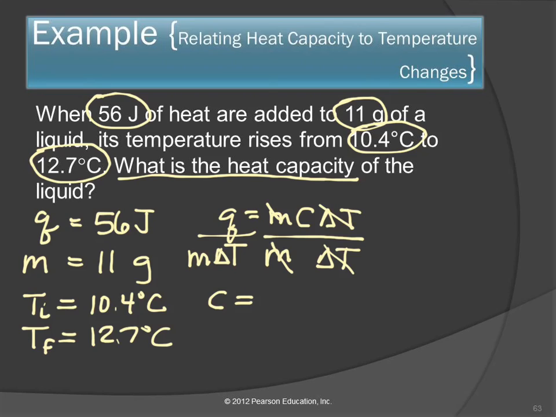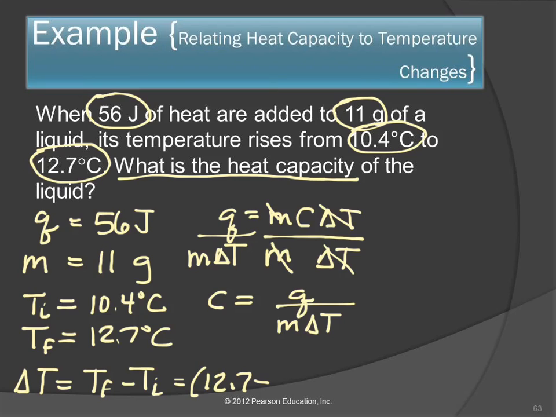And that's kind of messy to look at, so I'm going to copy it over with the C on the left side. C equals Q over M delta T. Delta T equals the final minus the initial. The final is 12.7. The initial is 10.4. So that ends up being 2.3, right? We're subtracting 1 decimal place, 1 decimal place, and so our answer should have 1 decimal place.